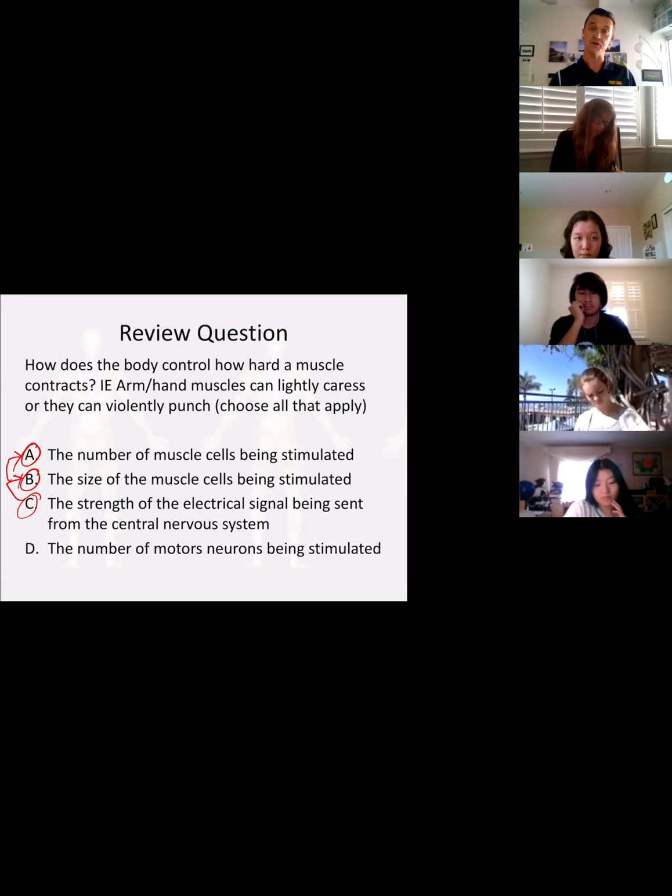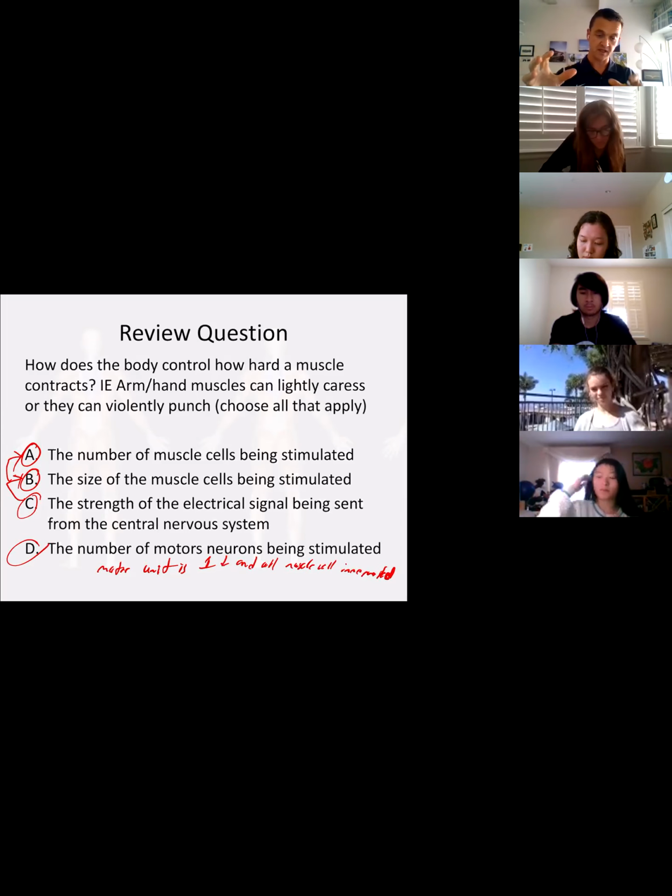And then the number of motor neurons being stimulated. Remember, a motor unit is one motor neuron and all the muscle cells it innervates. So definitely the number of motor neurons being stimulated is important. All four of these factors play into producing a varied amount of force by the same muscle. Okay, any questions on that, guys?